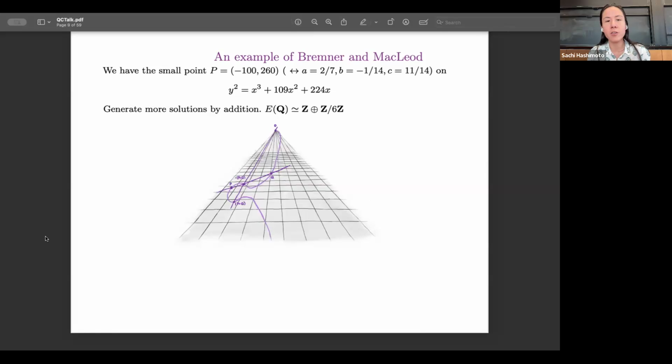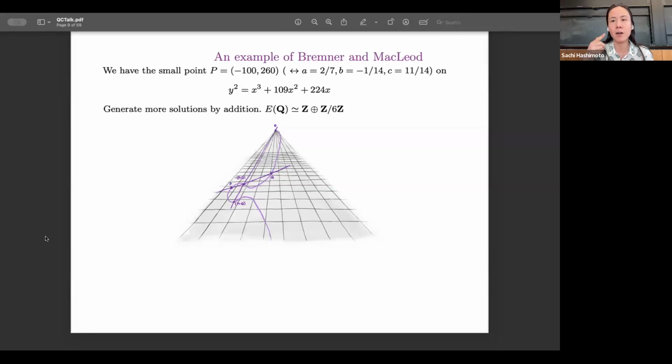So if we search in a box, we can find a small point on this elliptic curve. For example, the point minus 100, 260. But this corresponds to fractional and negative values of A, B, and C. So we'll have to work a little bit harder if we want to find positive integer values. But elliptic curves have a group law, right? So in fact, this elliptic curve is rank 1, and it has a little bit of torsion, but P is an infinite order point on this rank 1 curve.